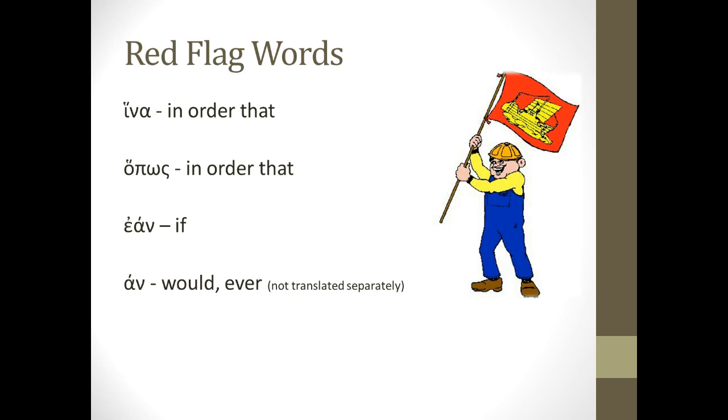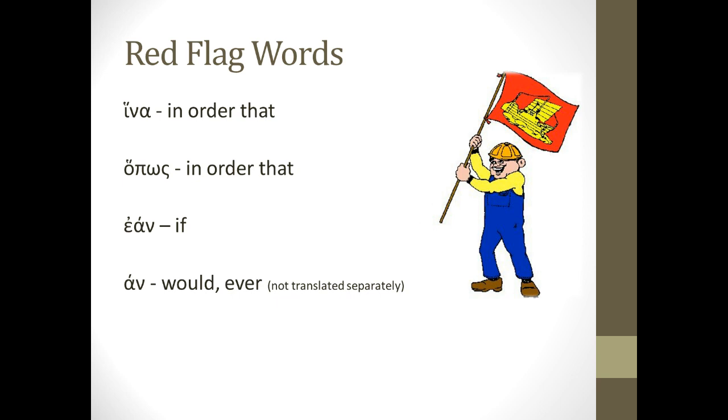What I mean is that when we have a verb in the subjunctive mood, nine times out of ten you will see a little red flag word like the word hina that you see on your screen. And that word hina means "in order that." So, for instance, if it was hina luo, it would be "in order that I might loose." If it was just simply luo, as you're going to see in a little while, then it's just simply "I loose." But when that hina is there, that'll be your clue that you have a subjunctive mood verb coming up and you want to translate it that way.